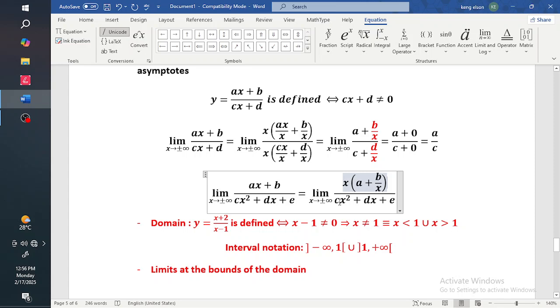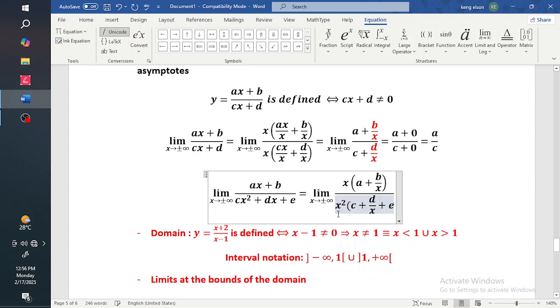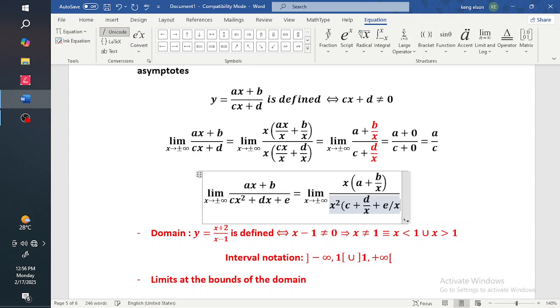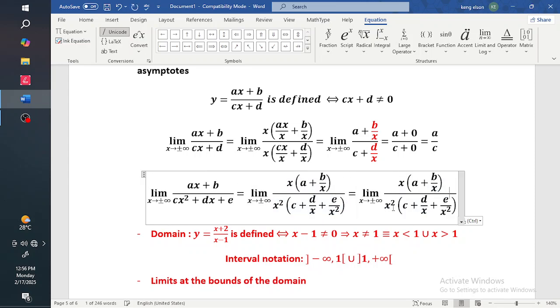Now in the denominator, we factor out what? x squared, because that's the highest power of x. Here we are going to be left with c. Then we are going to be left with d over x, so that when you multiply x squared with d over x, you have dx, and here we're going to have e over x squared. So that's what we have. So finally, what do we have as a limit? You have this x divided by x squared, which is 1 over x. So I just cancel what is there and put the x that is here.